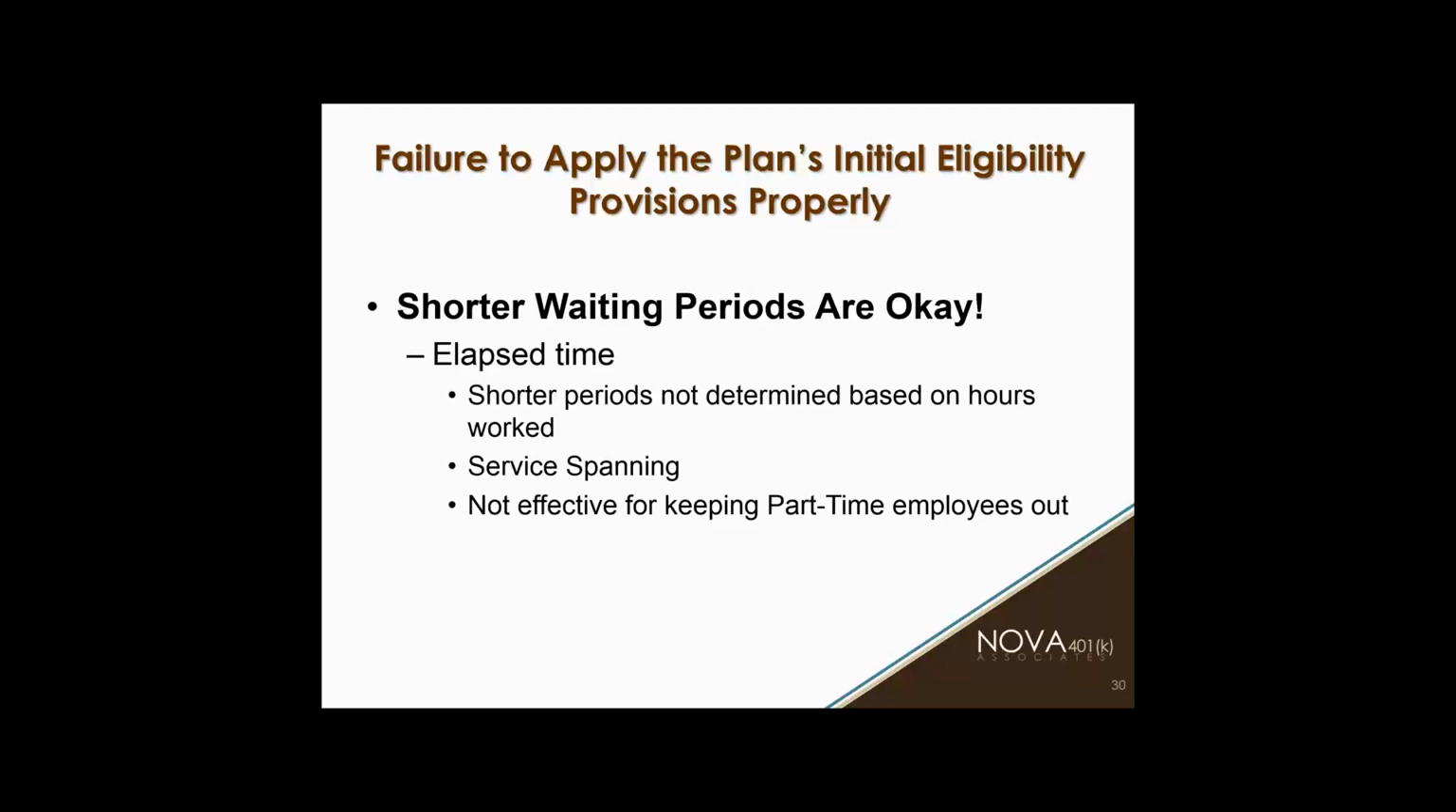If the person is employed on the 6-month anniversary date, they get the whole 6-month period. They could have come and gone 10 times in the first 6 months. Are they employed on their original hire date, and are they employed on the 6-month anniversary date? That's all you have to ask. They get service spanning for the intervening period. Okay, so just keep that in mind. These types of waiting periods and plans are not very effective for keeping part-time employees out, just so you know, because it has nothing to do with the number of hours they work. All right.